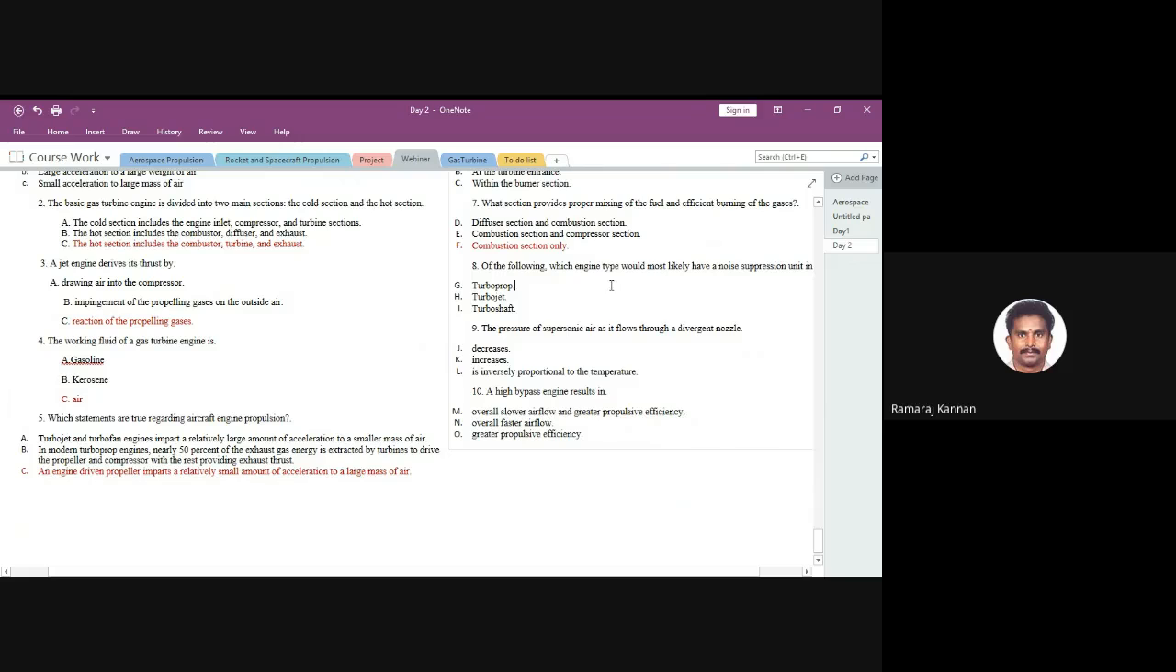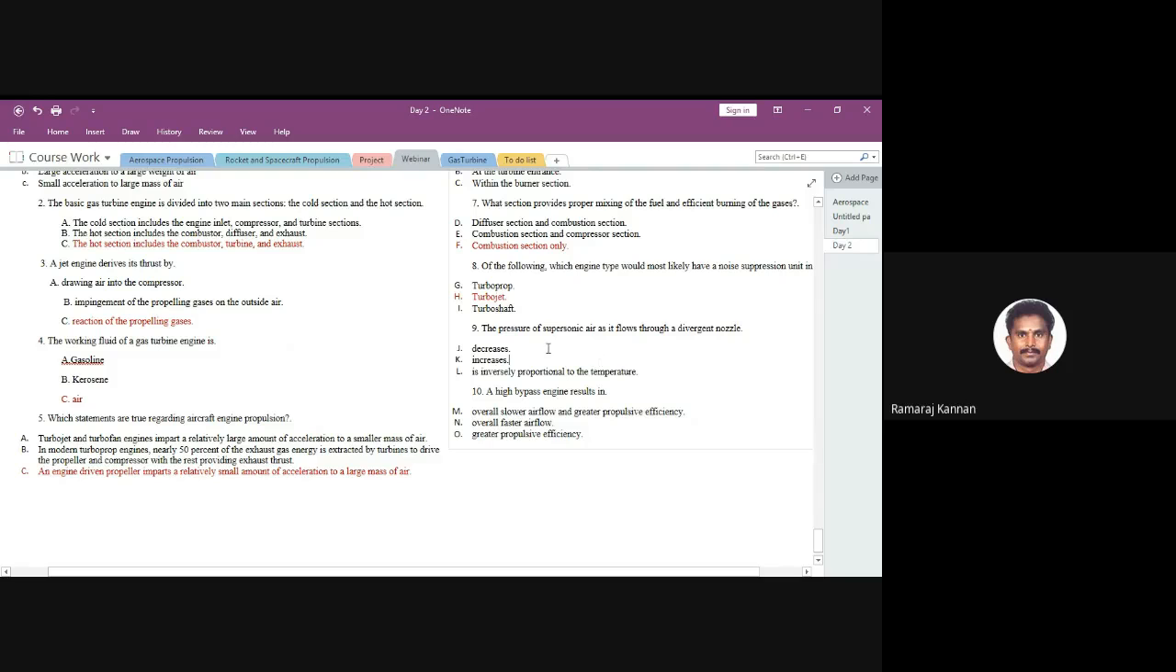Of the following, which type would most likely have a noise suppression unit? Your turbojet, because that is going to produce a greater amount of noise. We need to have a noise suppression unit.